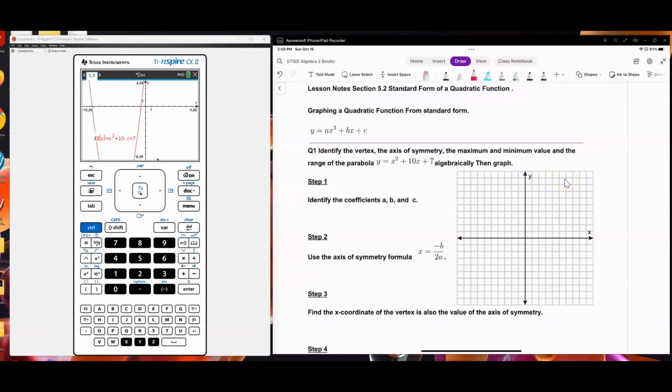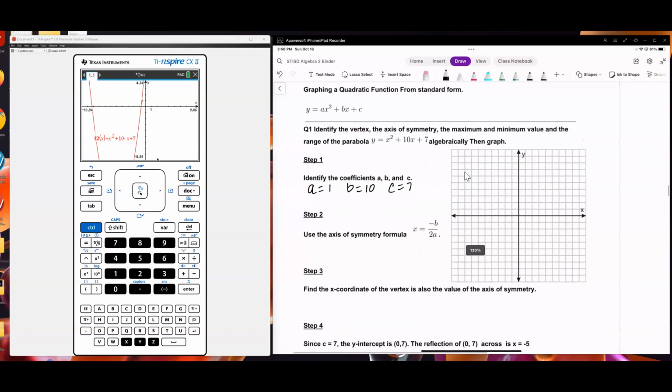Okay, we're going to go ahead and graph using the axis of symmetry formula. So you need to identify your coefficients, which in this case is A, B, which is 10, and then C, which is 7. So we know that the axis of symmetry is going to go right through the vertex. So we have x equals negative 10 divided by 2 times 1, which gives us negative 5. So it's 1, 2, 3, 4, 5.